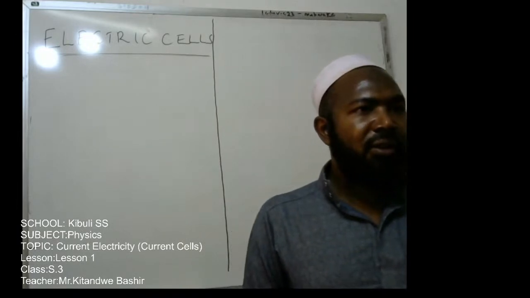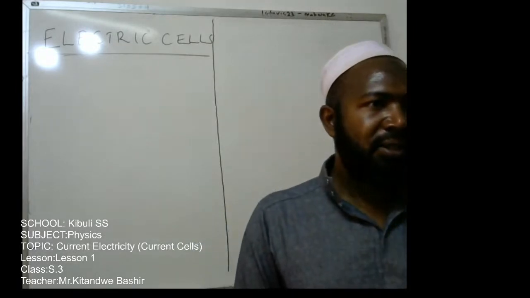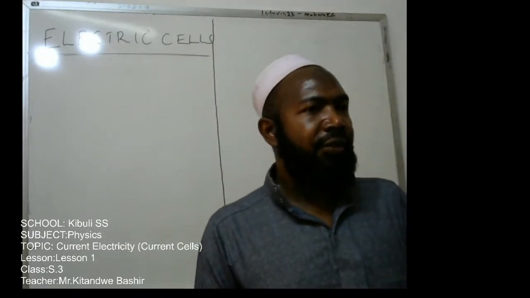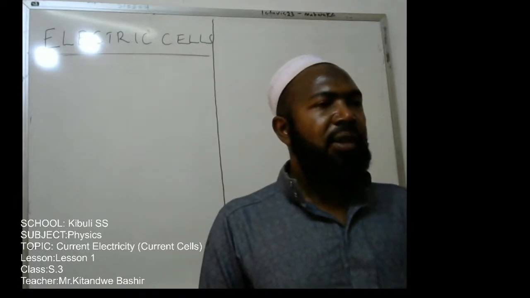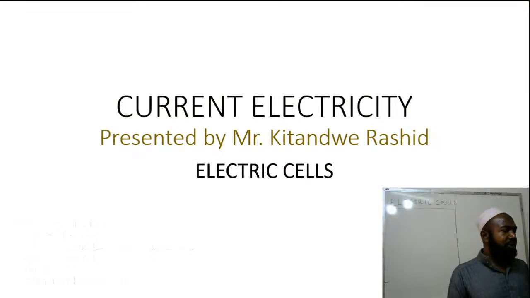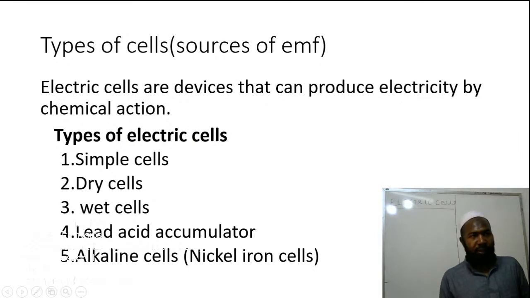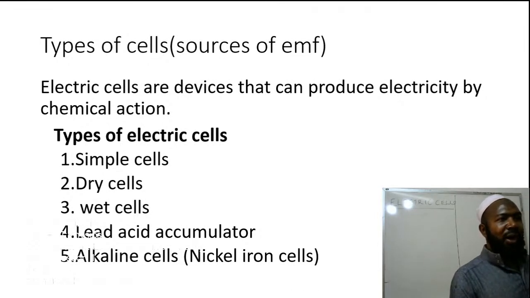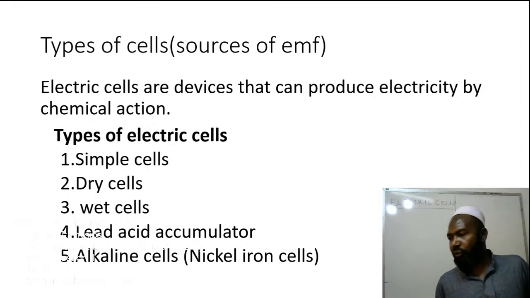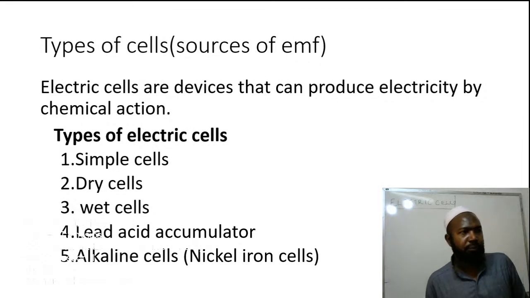Now this simple cell consists of two plates, the zinc and the copper plates, which are dipped in dilute sulfuric acid. The sulfuric acid is acting as an electrolyte. The zinc plate is the negative plate, which we call the cathode, and then the copper plate is the positive plate, which we call the anode. Now, the major question here, how does it work? How does it bring about current and therefore formation of current electricity?